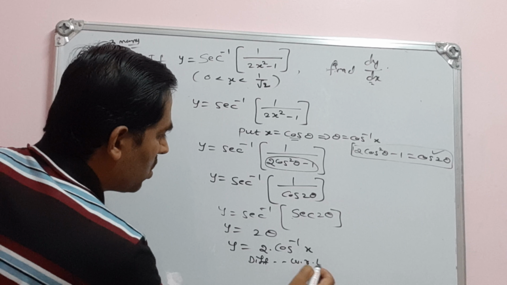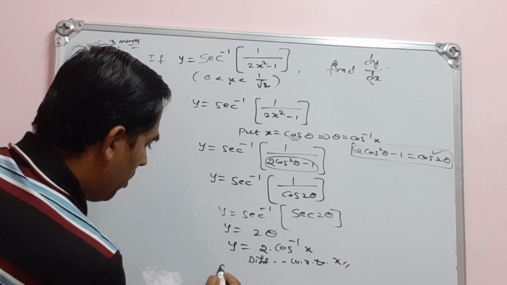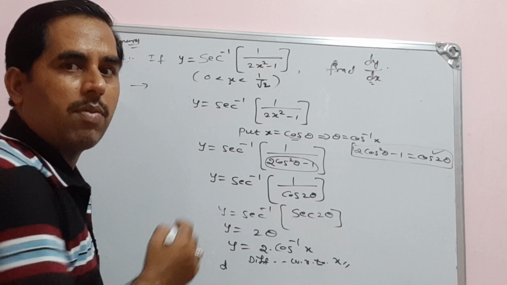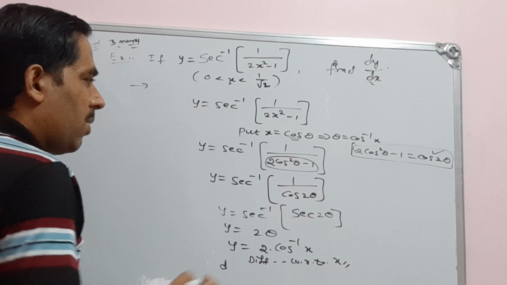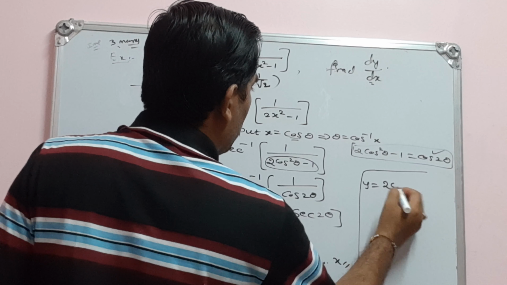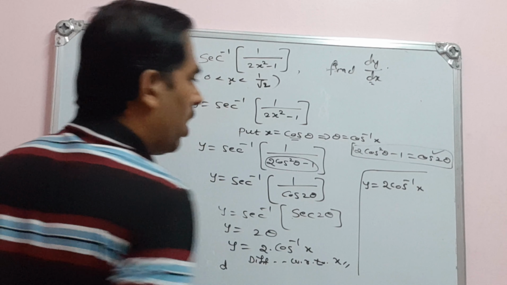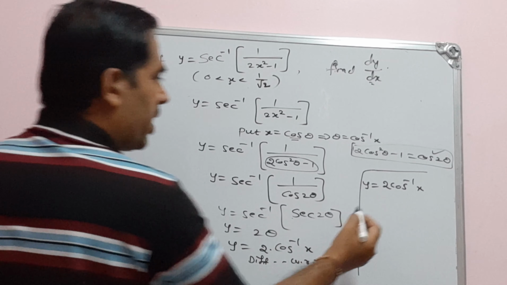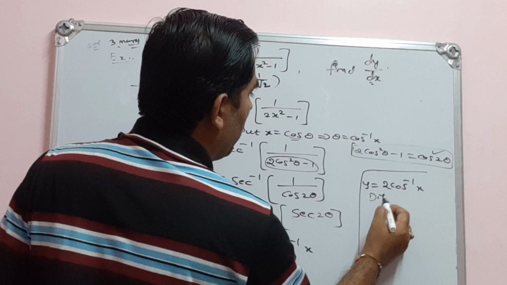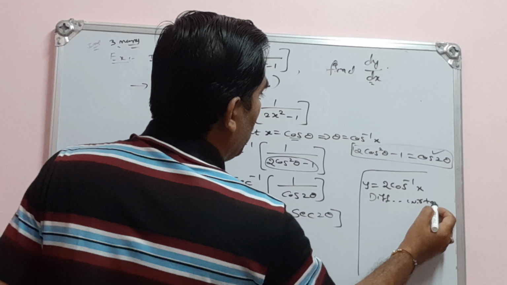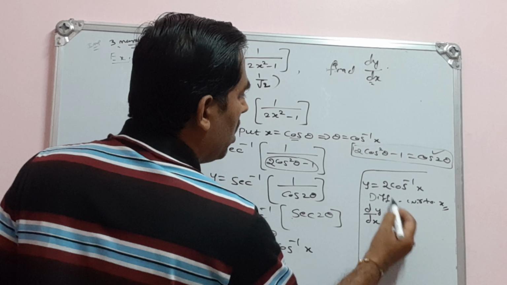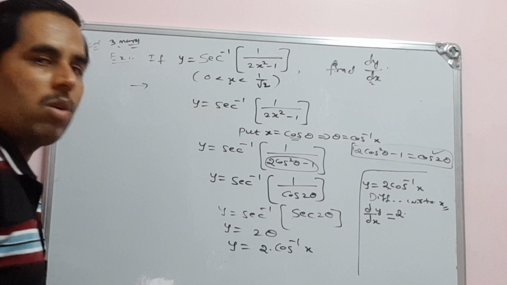Now at this step, we can differentiate. Differentiate both sides with respect to x, applying the differential operator. What I got here is y is equal to 2 cos inverse x. If I differentiate both sides with respect to x, I operate d by dx, that is dy by dx. The 2 can be taken outside, and write the rest as it is.